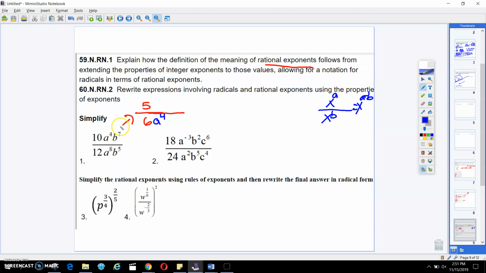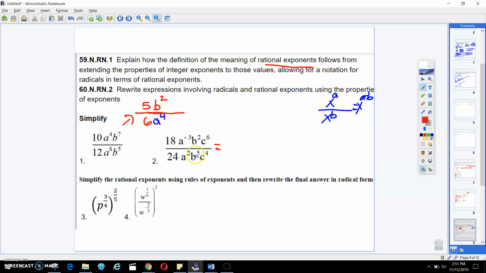Okay, b to the 7th over b to the 5th. That's going to give me b to the 2nd, because if I subtract those exponents, I'm going to get b to the 2nd. And it's going to stay in the top because it's already positive.